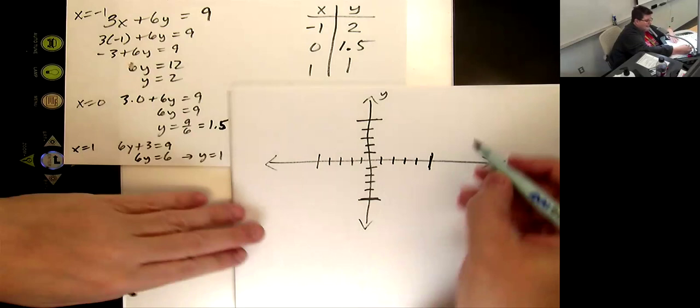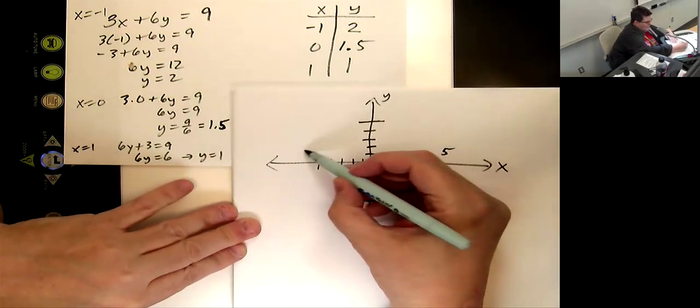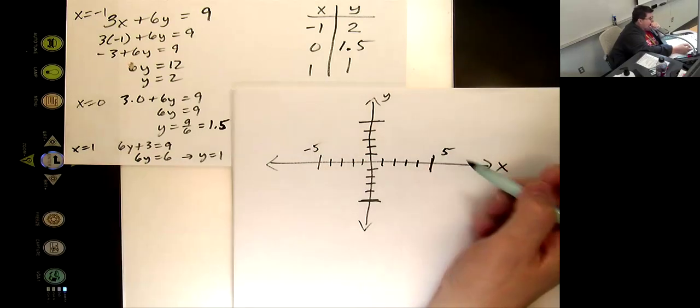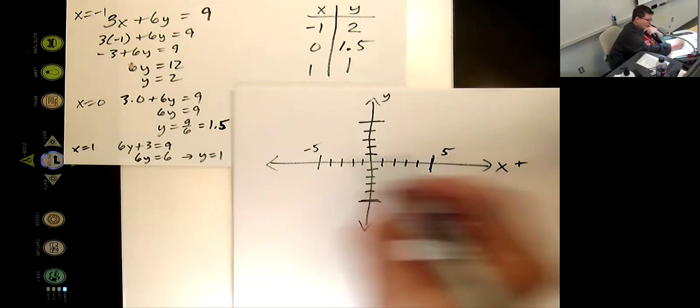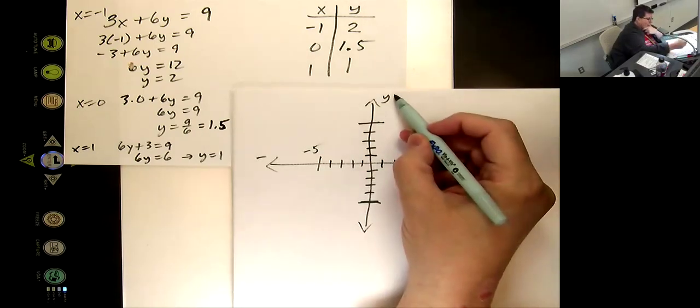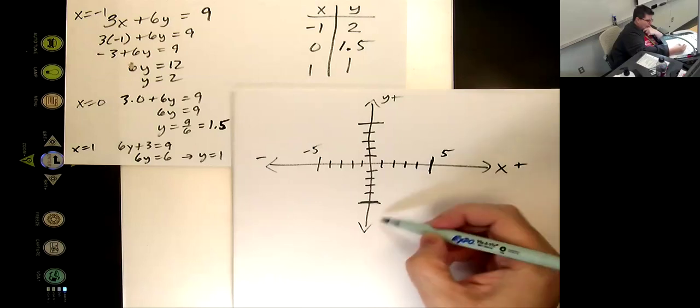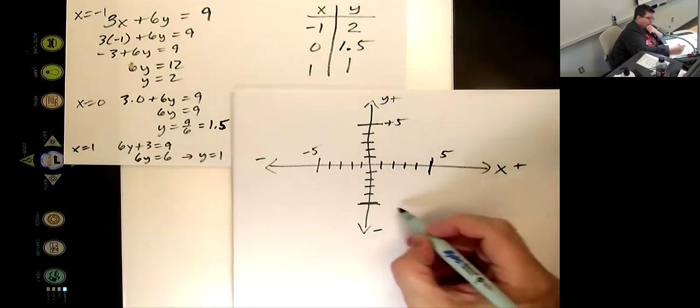As you go to the right on X, you get positive numbers. When you go left on X, you get negative numbers. So positive over here, negative over here. And Y is positive above the center and negative below the center. So this is positive 5 and negative 5.